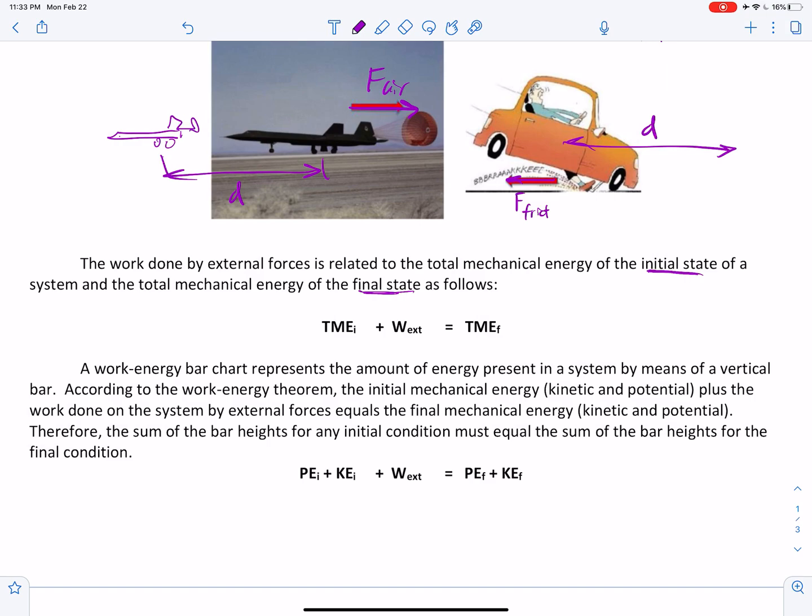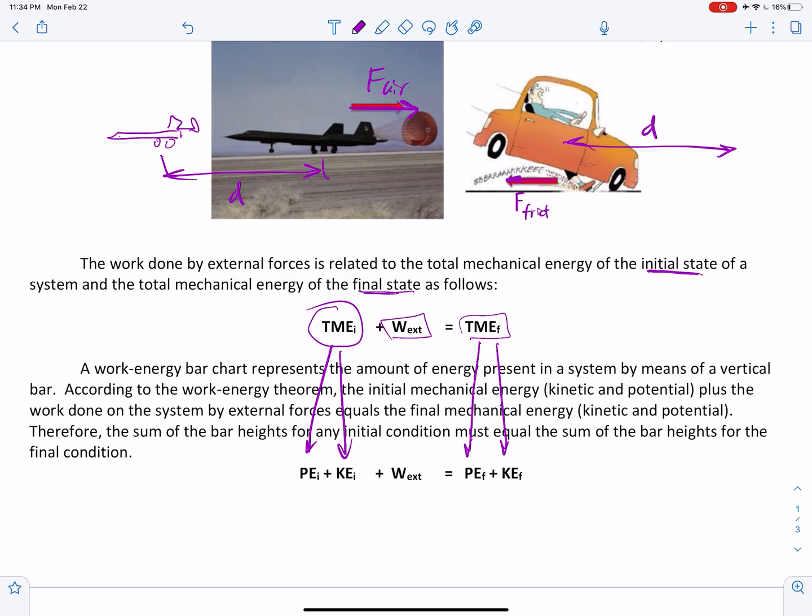So we start with the total energy before a force is applied, plus the work that's done by these external forces will give us the total energy in some final state. And that's what I was illustrating in these pictures above, okay? And then this equation can be broken down into its pieces more specifically by showing that mechanical energy is potential and kinetic together. So the total mechanical energy of some initial state is the potential plus the kinetic, and then the total mechanical energy of the final state is the potential plus the kinetic.